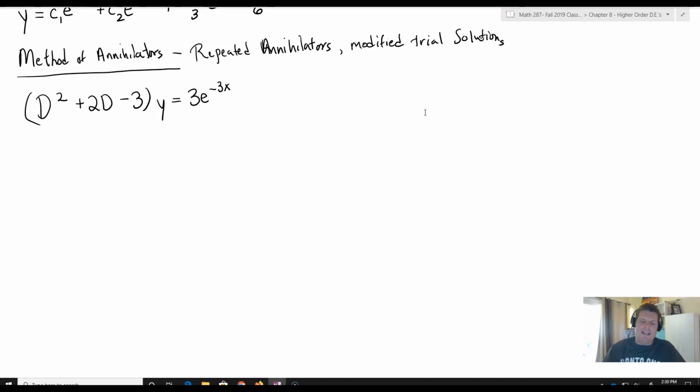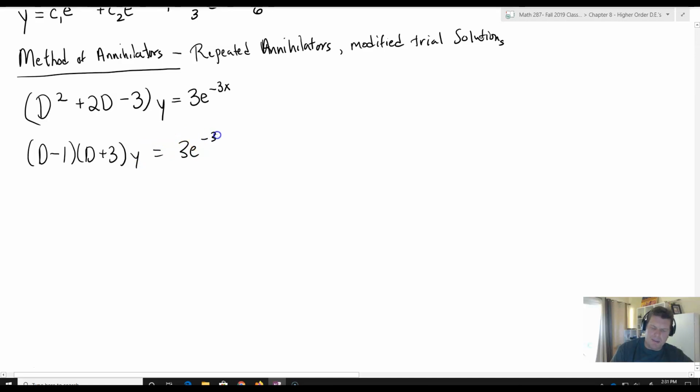So let's take a look at this example right here. I'm actually going to run the annihilators here to show you what's happening and why it's so important for us to modify our trial solution. So what we get here when we factor is D minus 1 times D plus 3, okay? Y equals 3e to the negative 3x.